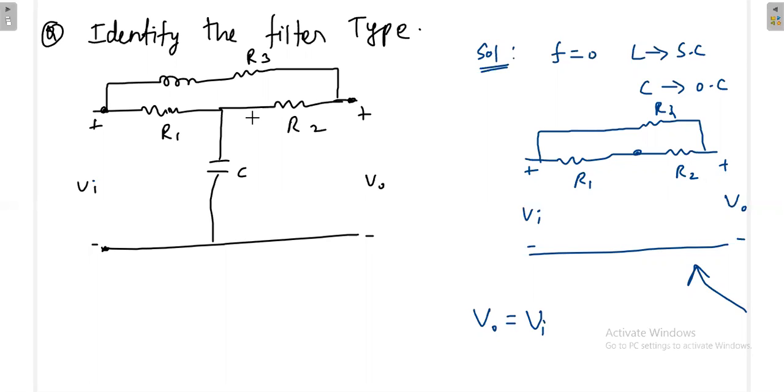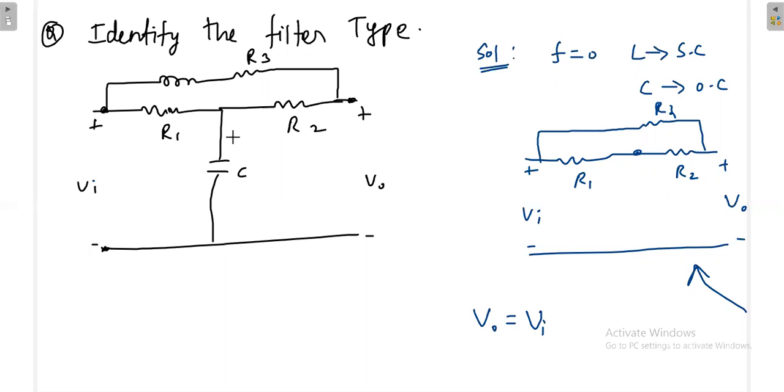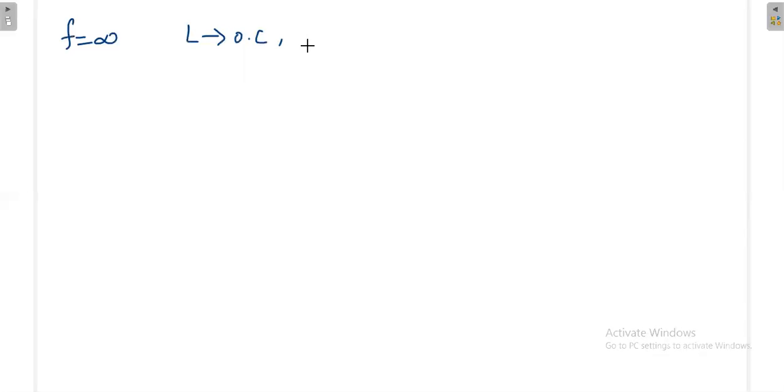Next, at high frequency, what is the state of the circuit when f is equal to infinite? When f is equal to infinite, the inductor will act as an open circuit, capacitor will act as a short circuit, then the diagram will be like this.